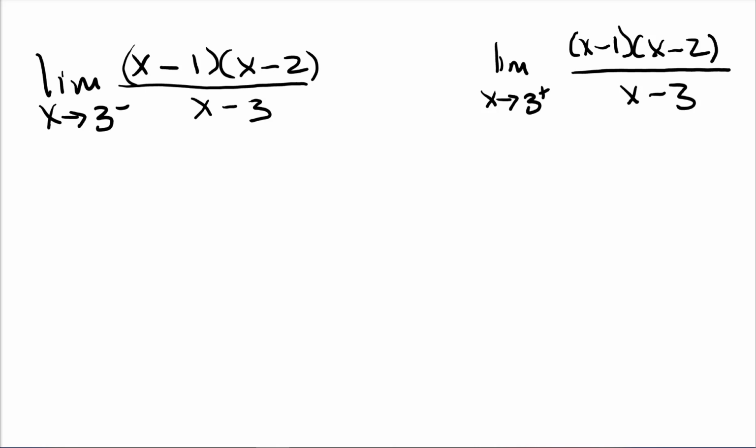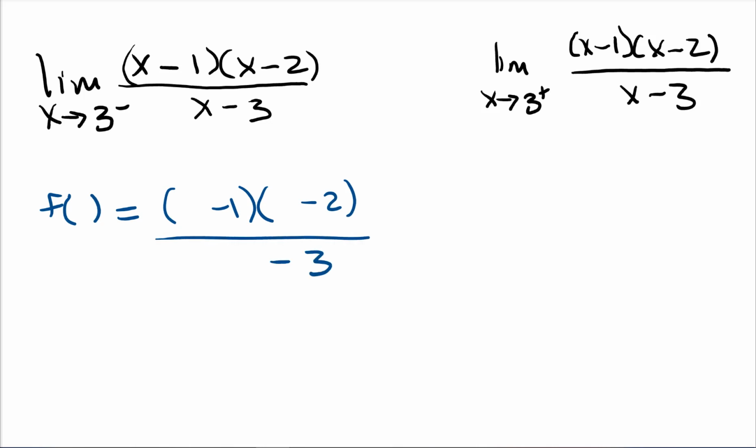So what I'm going to do here is choose a number to the left of 3. What I mean by to the left of 3 is I want to choose something that's smaller than 3. But I've got to keep it really close. So I'm going to choose a number and plug it in. I'm going to call it f of something, equal to x minus 1 times x minus 2, all over x minus 3. I want to plug in a number that's a little smaller than 3, but not so small that it's 2, because that's going to change stuff up. So I'm going to choose 2.9 and plug that in.